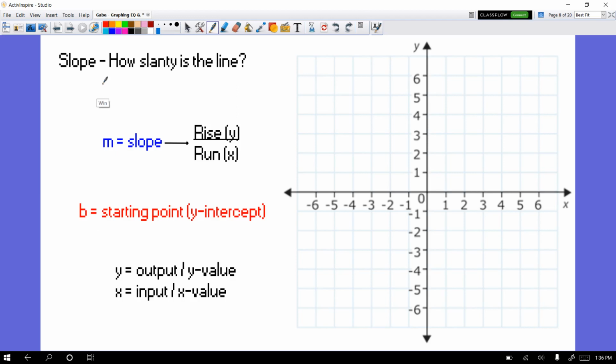I'm going to write down a random equation and just plot it. All right, just from that information, I know that it's going to start at positive 3. And just from the information next to x, I know it's going to go down 1, right 2.